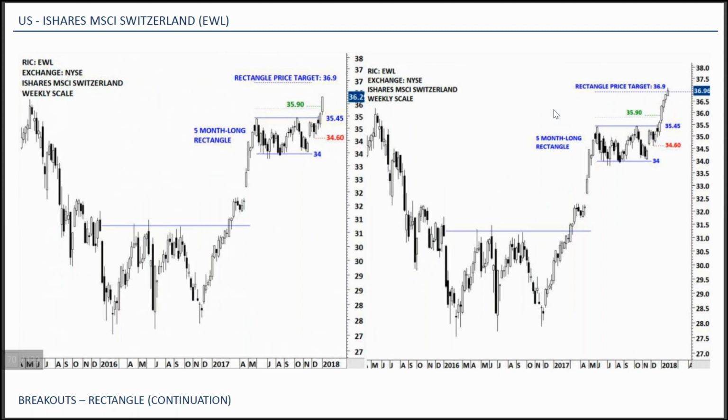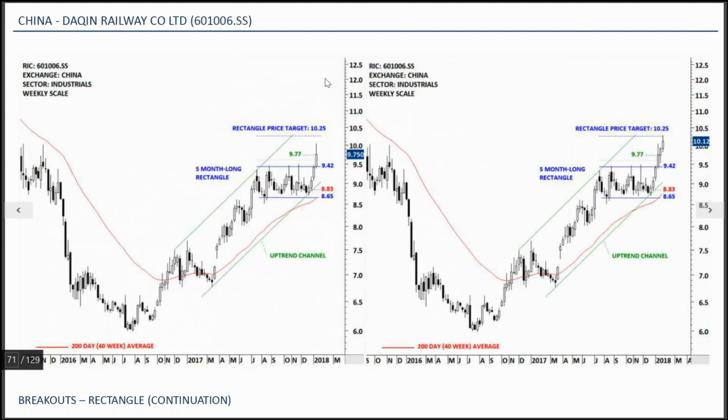This is iShares MSCI Switzerland. You can see a major base formation here breaking out on the upside, and then we form this consolidation again, breaking on the upside, reaching the chart pattern price target. Here, a Chinese company. Look how the 5-month long rectangle is building with several tests of chart pattern boundary in a steady uptrend above the long-term moving average. This is the setup. This is the consistent setup that we constantly look at to have a higher reliability chart pattern breakout, and then we reach the chart pattern price target.